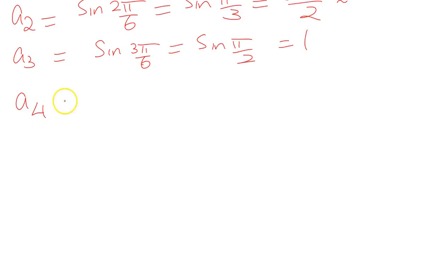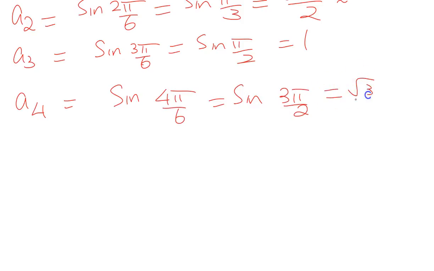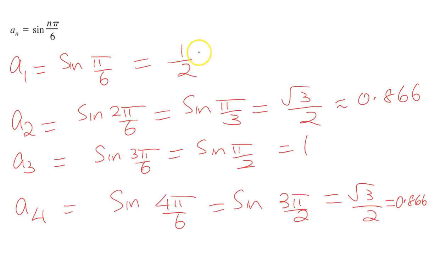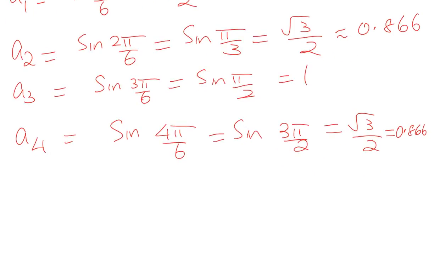Now let's do A4. What is A4? Sine 4 pi by 6, which is same as sine 2 pi by 3, that is √3/2, which is 0.866. So guys, notice what's happening here. 0.5, 0.866, 1, and then down to 0.866. So it's not always increasing. Okay? Because it's not always increasing or always decreasing, we will say it's not monotonic.